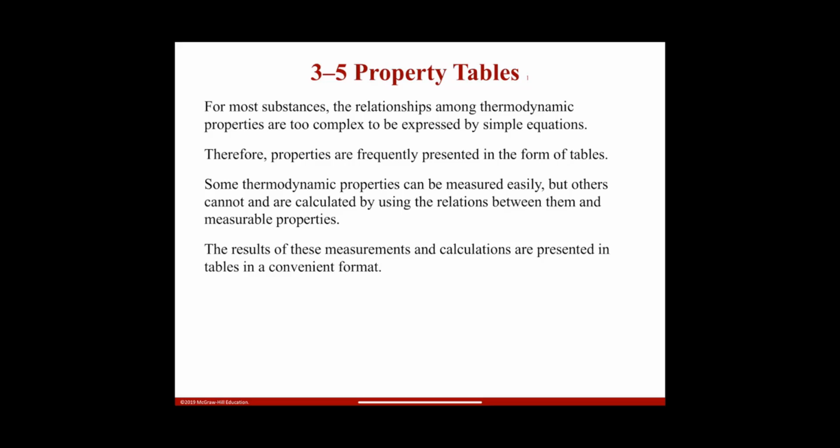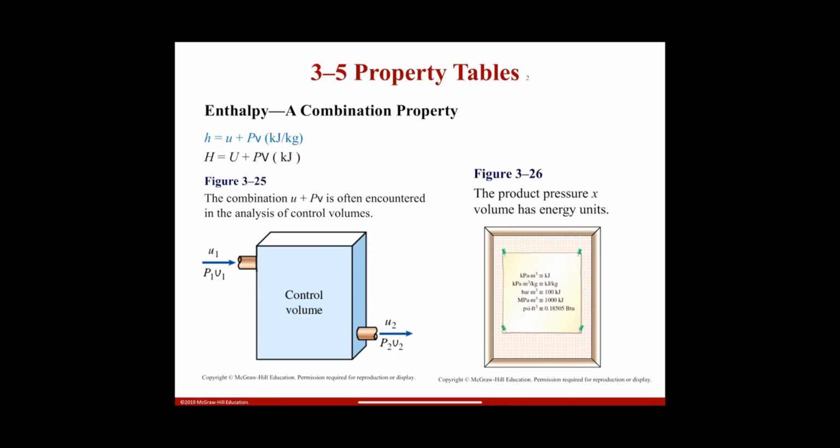So, our property tables, if you think about it, are a way in which we're going to see how water, in this case, will behave at different temperatures. So for each one of these temperatures, you're going to have a value of pressure, a value of enthalpy, a value of entropy, internal energy, and so on and so forth. Okay? Just remember that.